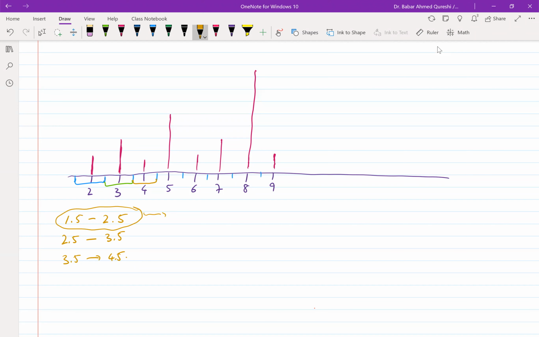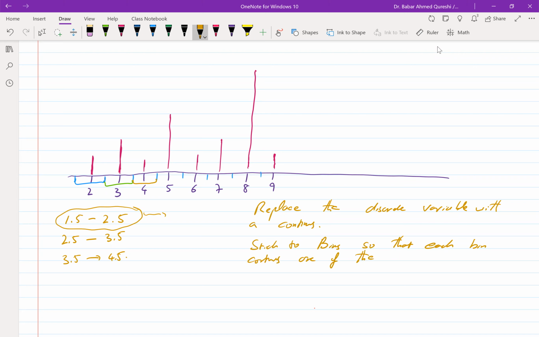Then what I can talk about is that since I have created bins, I have replaced the discrete variable with a continuous variable, but I know that I have to stick to bins so that each bin contains one of the original discrete variable.